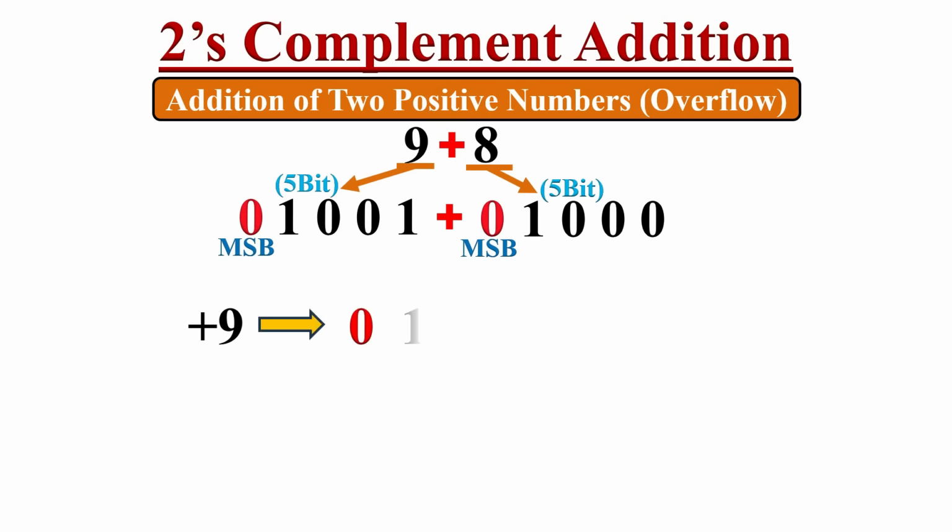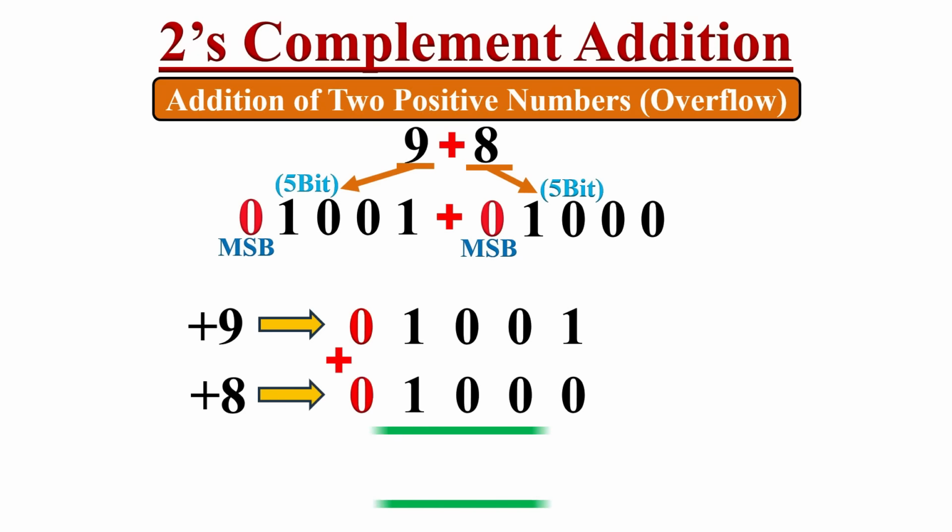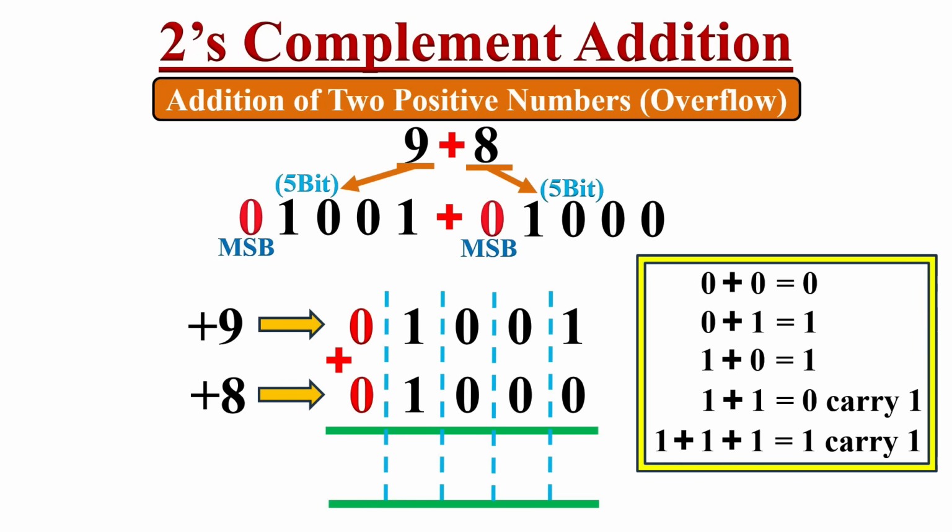Here we must follow the normal binary addition process using the column by column method, starting from the LSB. So first 1 plus 0, that equals 1. Next 0 plus 0, that equals 0. Next also 0 plus 0, that equals 0. Then 1 plus 1, that equals 0 with a carry of 1 to the next column. In the last MSB column, we have 1 plus 0 plus 0, that equals 1. Here this 9 plus 8 equals 17.